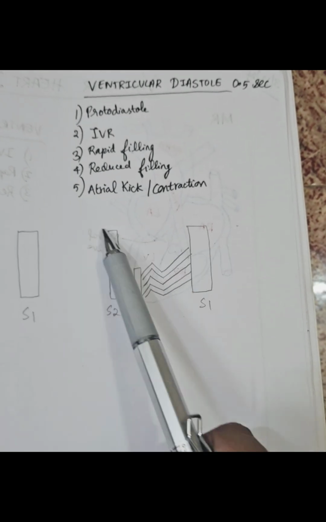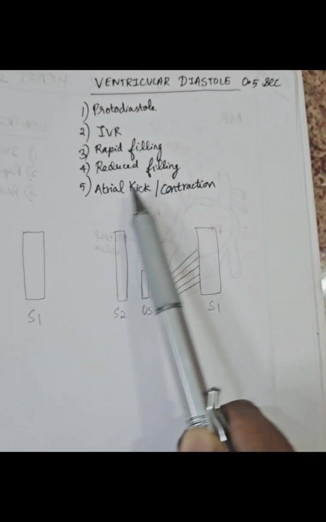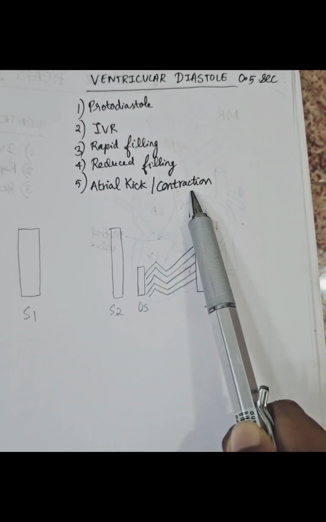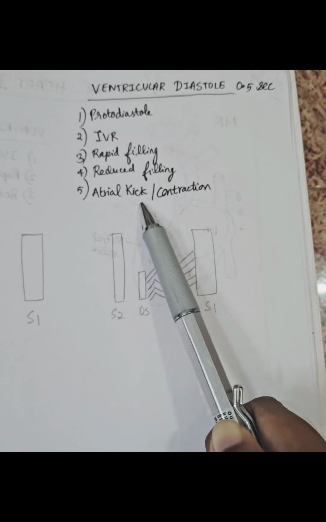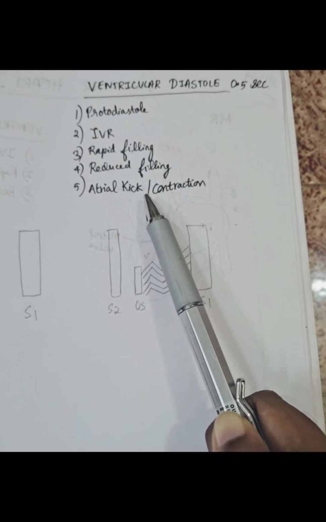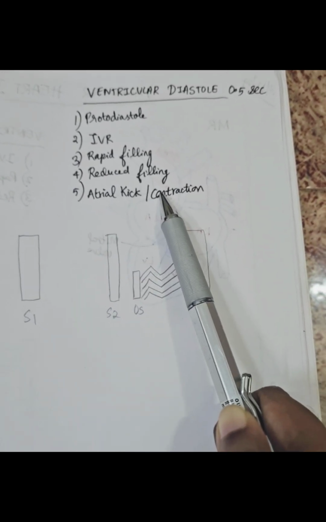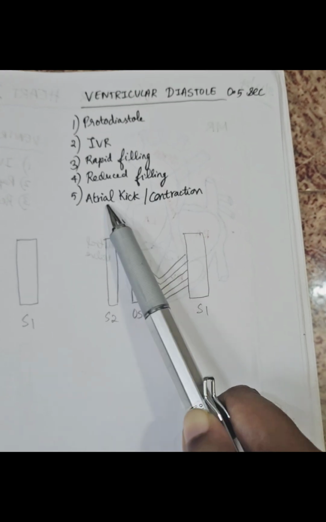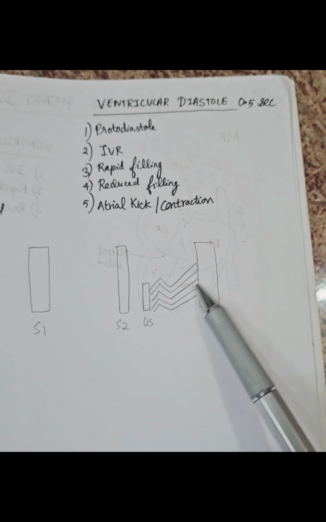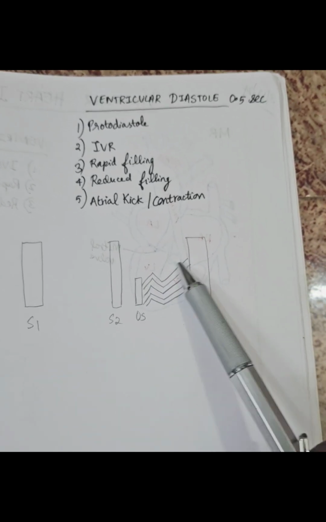I think because of the last phase of diastole, which is atrial kick or contraction, there is forceful contraction of the atria. There's forceful contraction of the left atrium, and it pushes the blood into the left ventricle. Because of this, there is a pre-systolic accentuation, last phase of diastole.